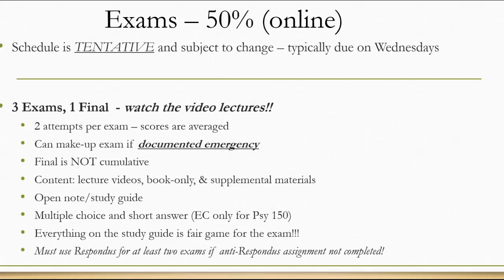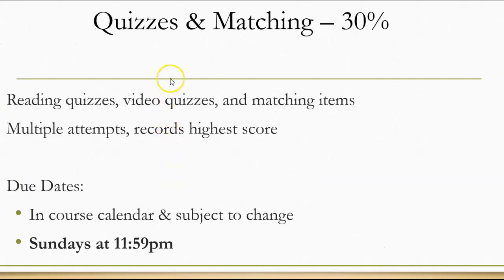I've set up the exams to open on Fridays and be due on Wednesdays. There are 4 exams. One of the exams is a final because it happens during finals week, but they're all counted the same. They're not cumulative. And again, if you don't use that anti-Respondus assignment, you will need to use Respondus, which is like an online proctoring tool. It's going to be like the new Proctor Track. Exams are open note, open study guide. There are multiple choice questions, and then you have some short answers you can complete for extra credit. The video quizzes and reading quizzes and matching assignments are 30%.